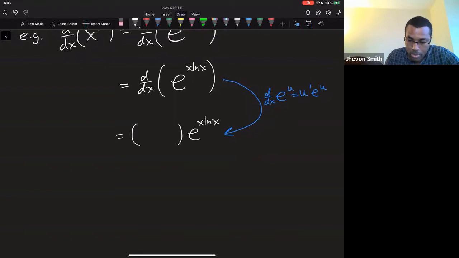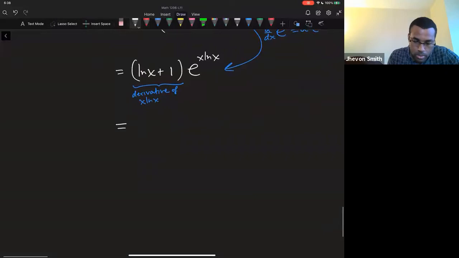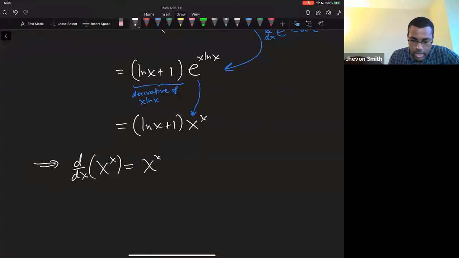Now, what is the derivative of the power? This is going to be the derivative of x ln x. Which, you leave the x, differentiate the x, leave the ln, so we get ln, plus you leave the x, differentiate the ln, so you get x times 1 over x, and that gives you 1. And then you can rewrite this guy as the original, x to the x. And so again, we get the derivative of x to the x equals x to the x times ln x plus 1.